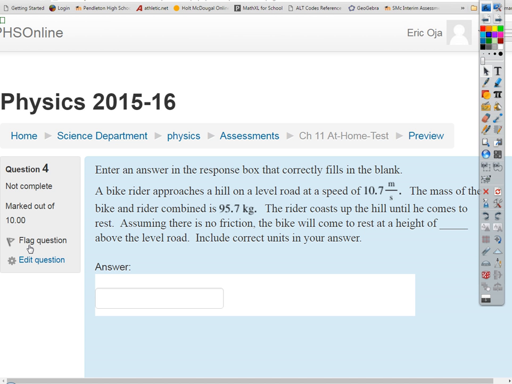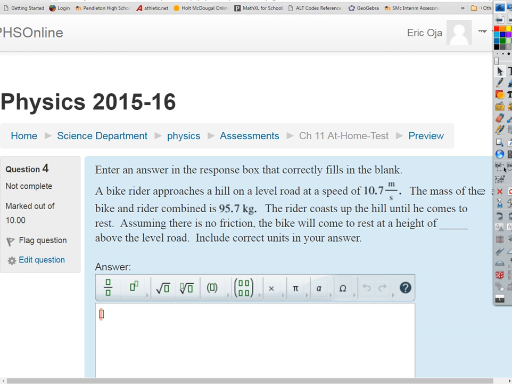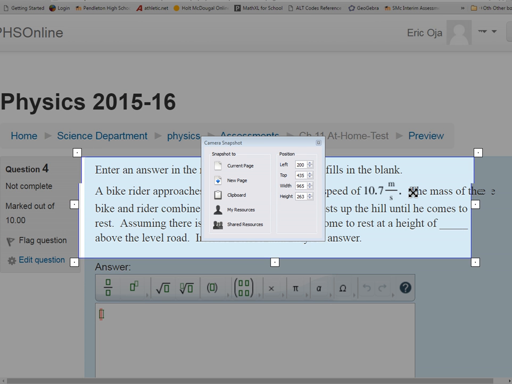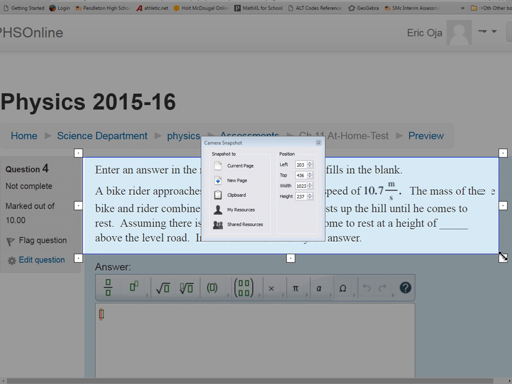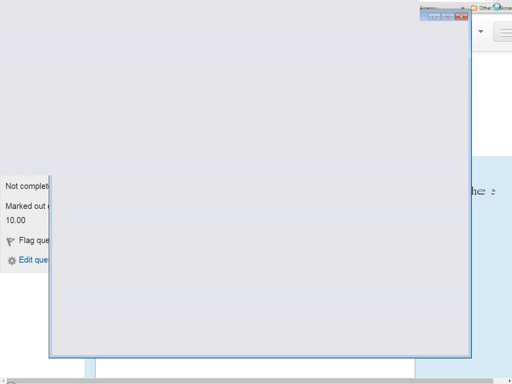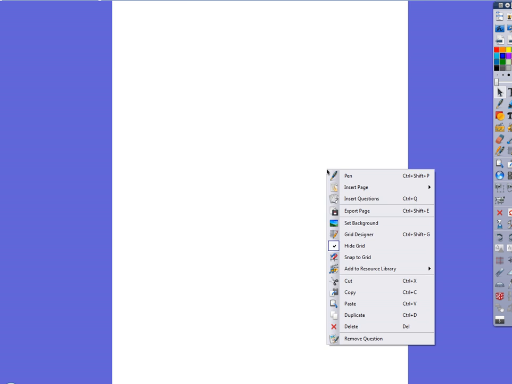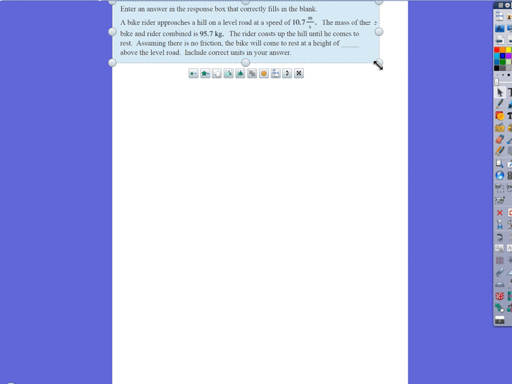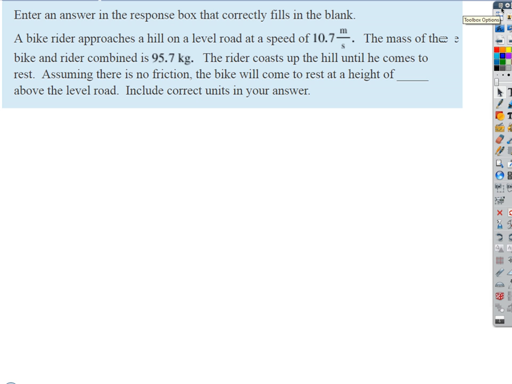So a bike rider approaches a hill on level ground at a speed of 10.7 meters per second. Let me just grab this one. I'm going to draw. So really, this is just a situation where you've got this level road and then you go up this hill, right? Okay, this is the stuff that we just talked about, the only thing we really added in chapter 11, and this is it, is just that in a closed system, mechanical energy is conserved, right?